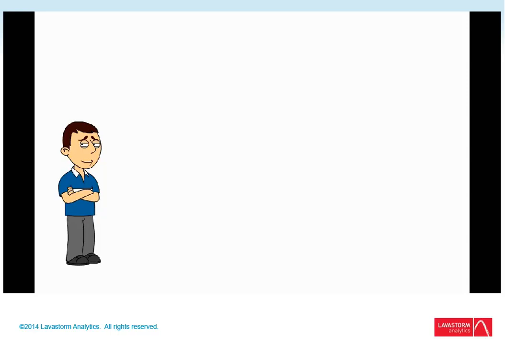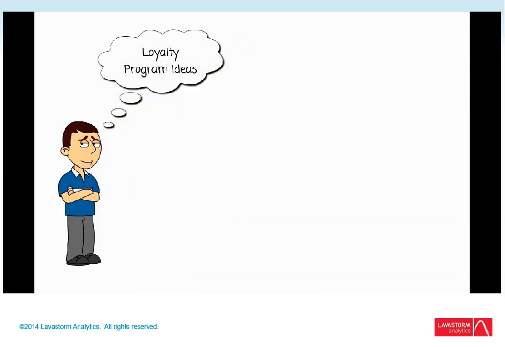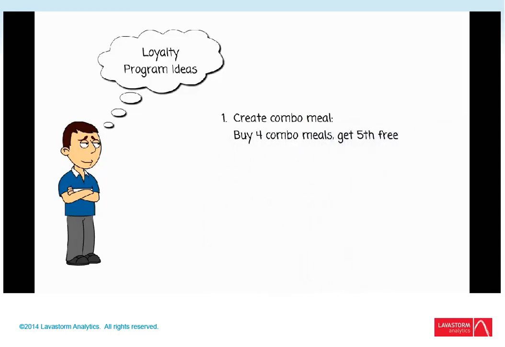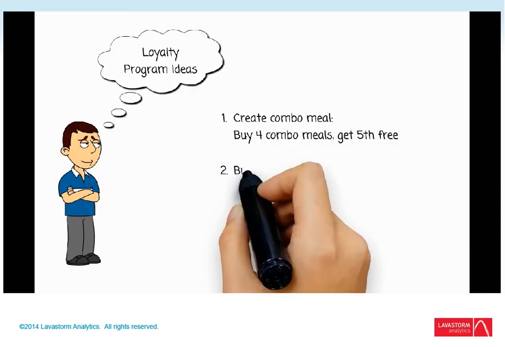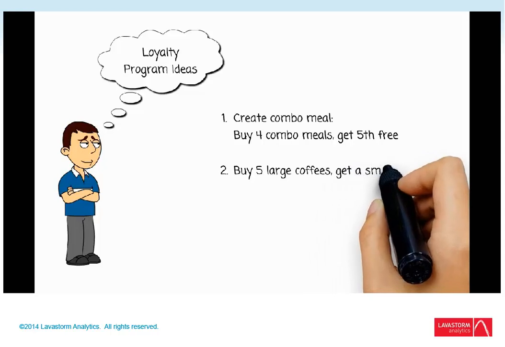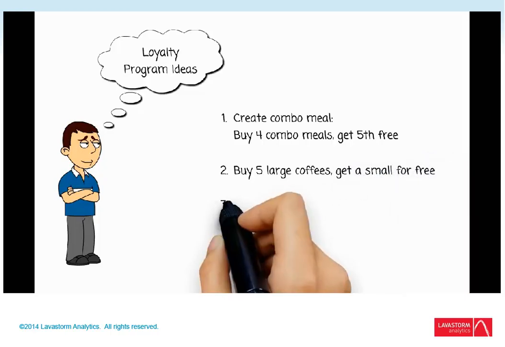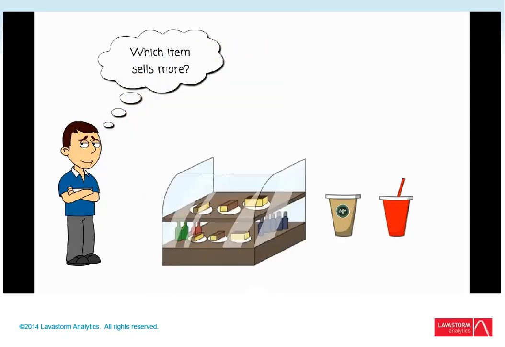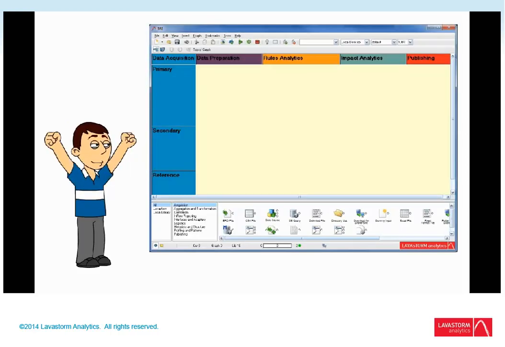Then the question was, what kind of loyalty program should he implement? Should he create a combo meal and implement a buy 4, get the 5th free? Or maybe buy 5 large coffees and get a small for free? His options were unlimited. To help him make a good decision based on what's best for his business, he needed to know which of his items was bringing in the most revenue. Good thing he has the Lavastorm analytics engine to help him find the answers to his question.